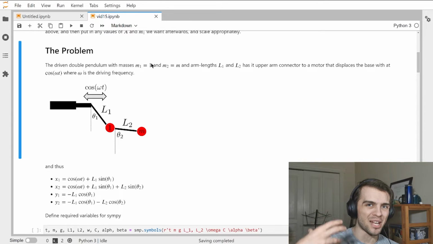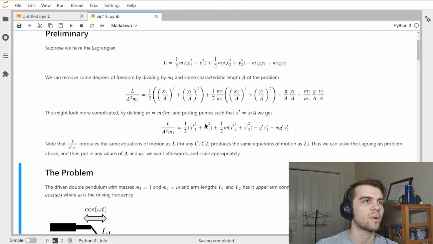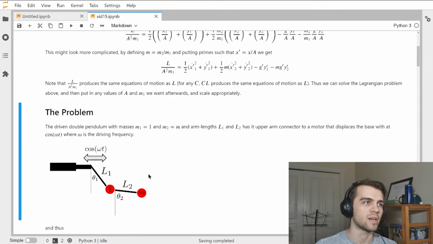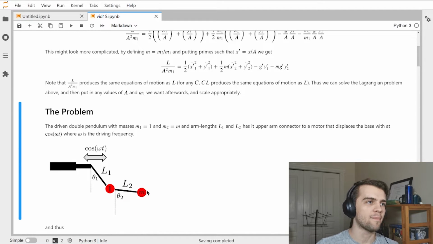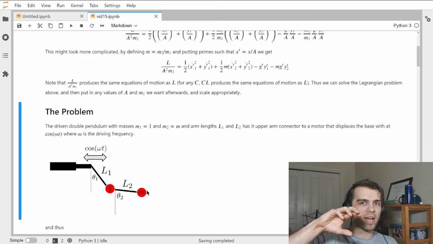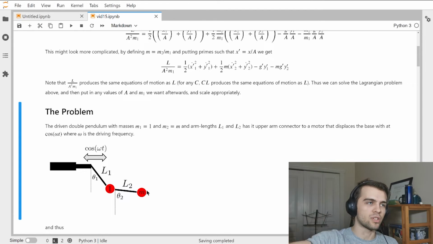So I now have this dimensionless mass. I can choose to have m1 equal to 1, like what I have in this Lagrangian here. That's what I mean by m1 equals 1. This is equivalent to having m1 equals 1 here. m2 is equal to m. What that really means is that the second mass is m times larger than the first mass, and the first mass we define as unity here.